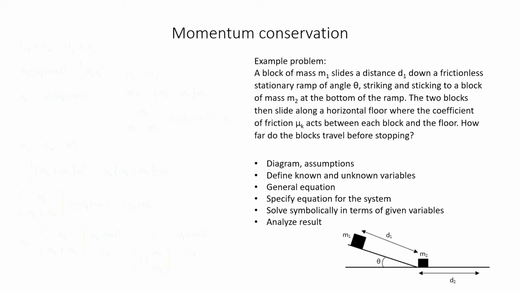We'll use our same system of solving and analyzing our problem, starting with a diagram and assumptions. We've drawn out the diagram here. It's got d1 along the ramp. We're trying to solve for d2. Our assumptions are that we can treat our blocks as particles. We don't have any air resistance in our system.